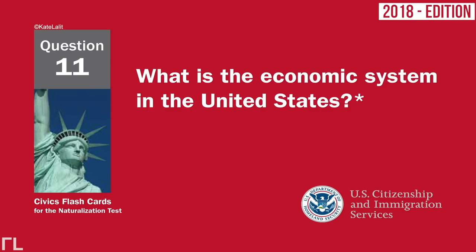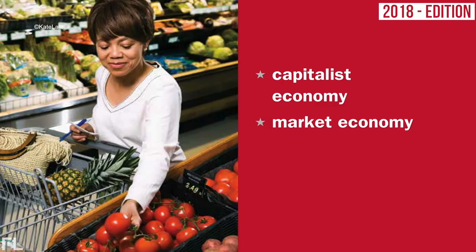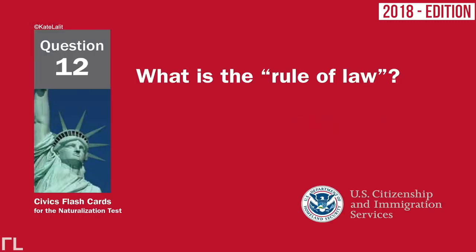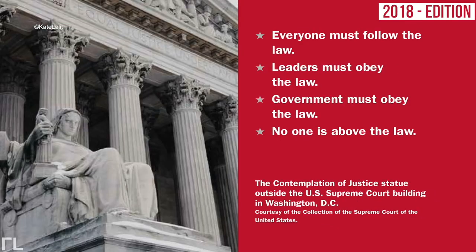What is the economic system in the United States? Capitalist economy. Market economy. What is the rule of law? Everyone must follow the law. Leaders must obey the law. Government must obey the law. No one is above the law.